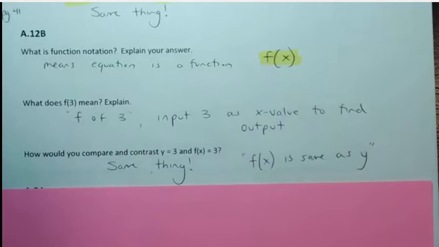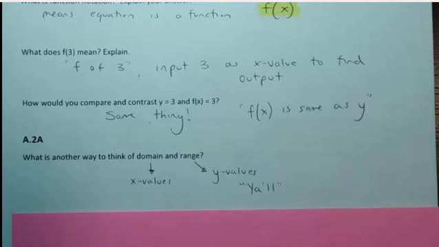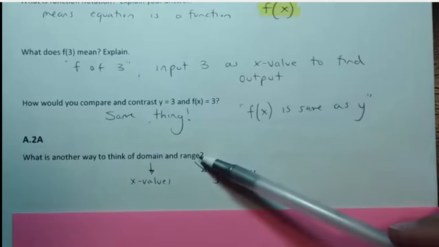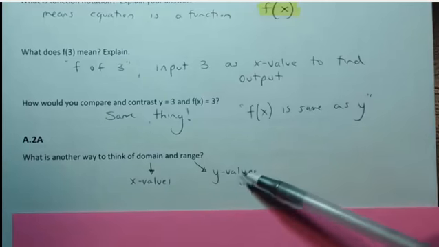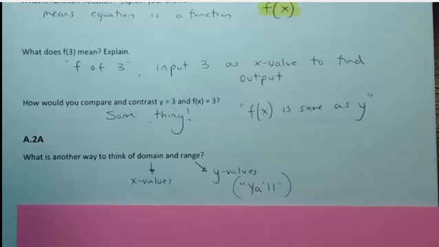Okay, the next question, what is another way to think of domain and range? Domains, remember, are the x values always. Ranges are the y values, and remember I wrote down this just to be funny. To remember that, if you live on the range, you probably say y'all a lot, so y for y values and y'all.